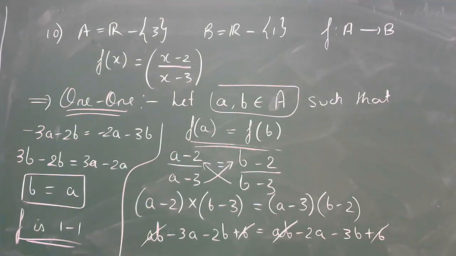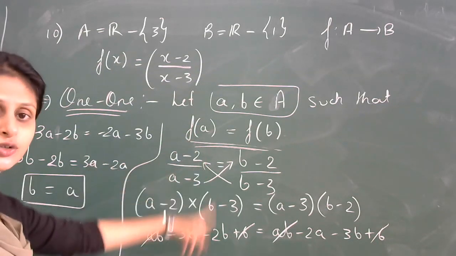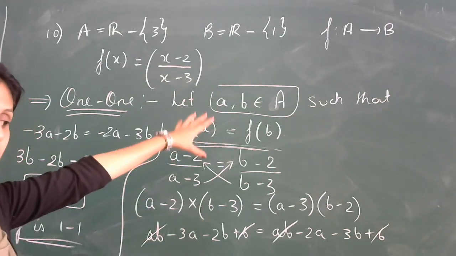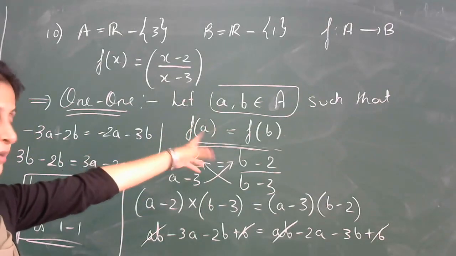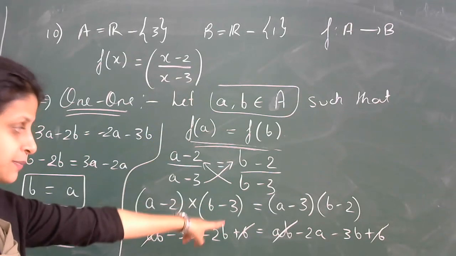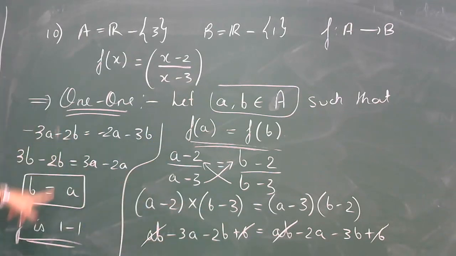So tell me, students, did you all understand? Zainabi, did you understand? These steps, did you all understand, students? You have considered two elements from the domain such that the images are the same. You simplified that equation and it came to the conclusion that a is equal to b. And hence you can see that the function f is a 1-1 function. So I hope you all understood how we showed that the function is a 1-1 function.